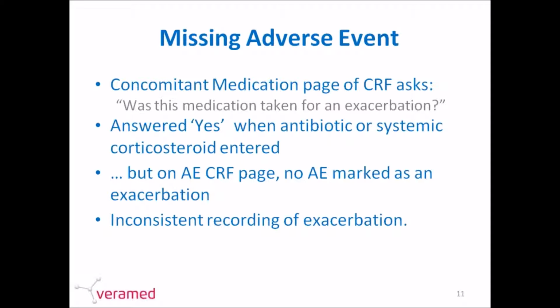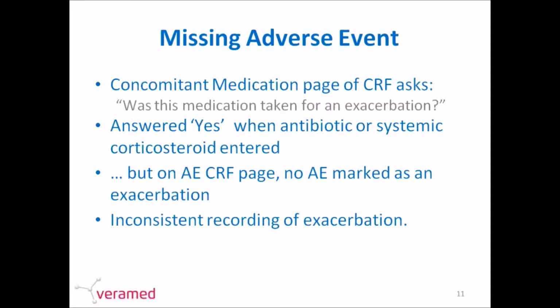A third issue we came up with in exacerbations was that we would have evidence of an exacerbation from a different part of the CRF, but we were missing the vital adverse event page with the exacerbation tick box on. So, for example, as our definition was that for an exacerbation you had to be taking either an antibiotic or a steroid, we found that there were entries on the ConMeds page of the CRF where an antibiotic or a steroid was being taken, and they'd answered yes to the question, was this medication taken for an exacerbation? However, when we went back to look at the AE page, there was no AE marked as an exacerbation. So we were aware from the data that the subject was having an exacerbation, however, we were missing the really important part of having it on the AE page. And this inconsistency of recording exacerbations meant that we were missing a lot of events.